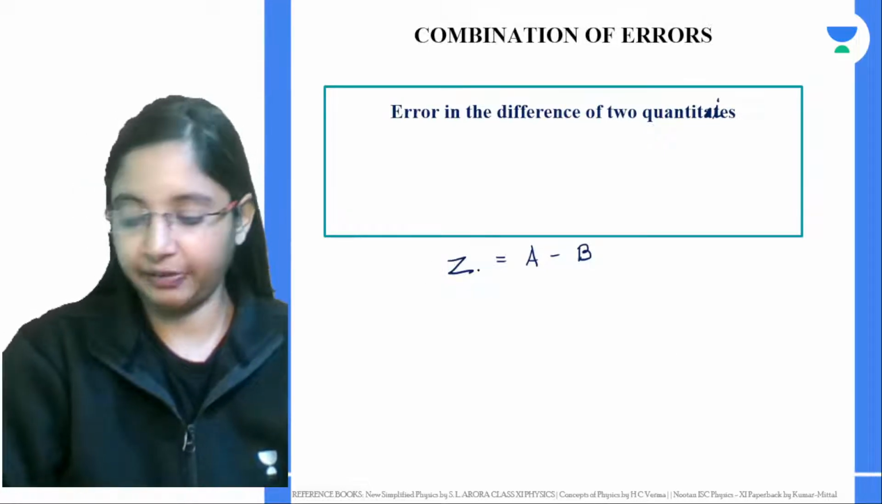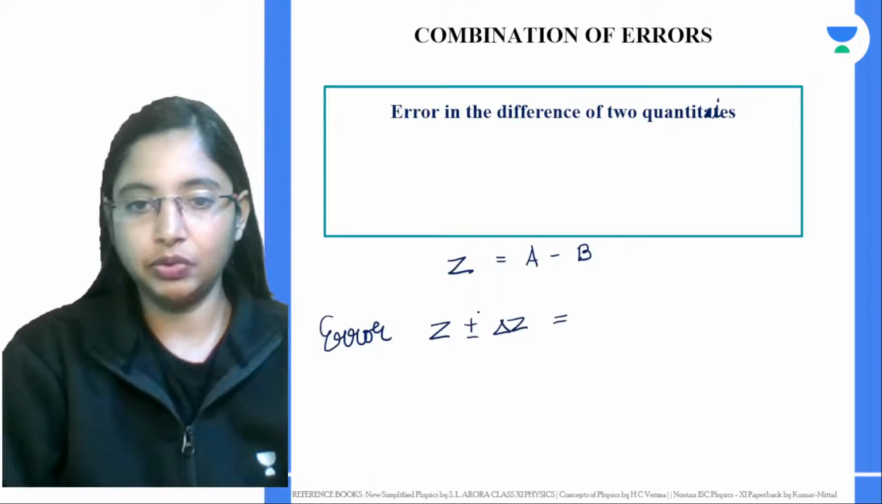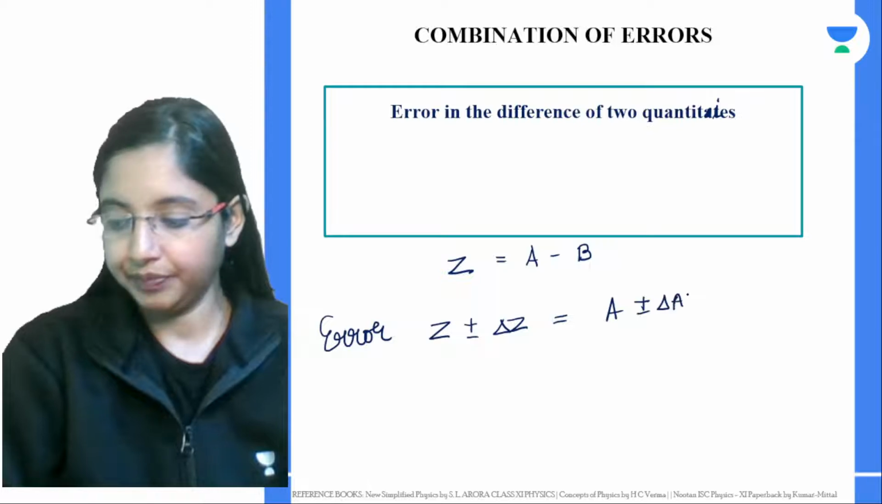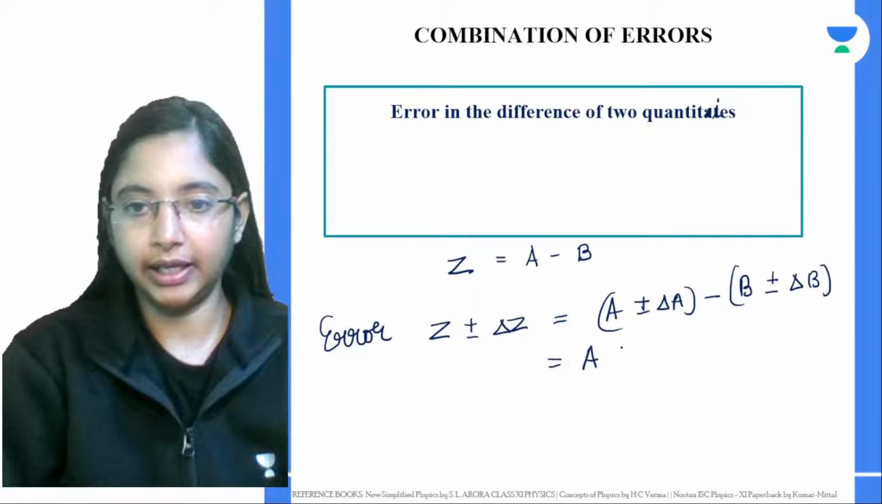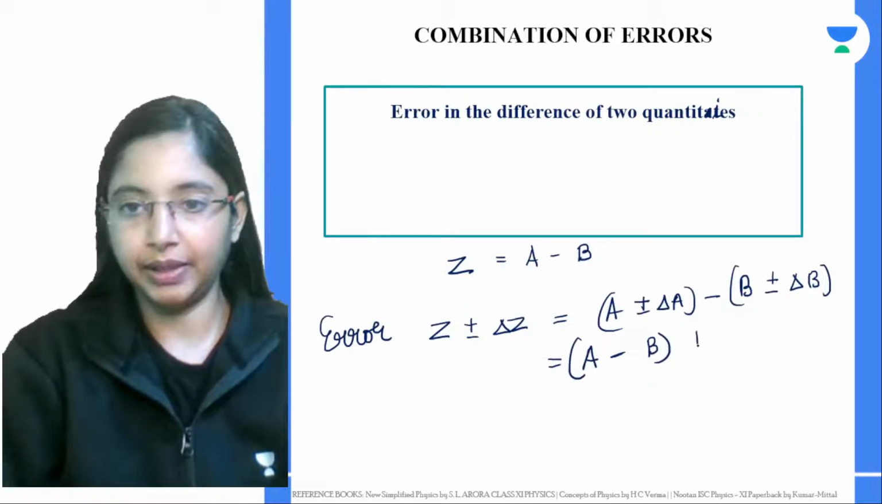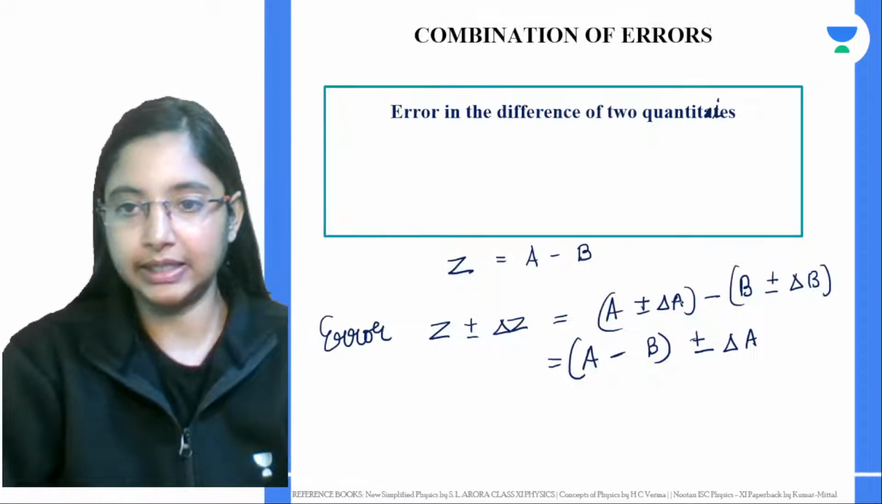What will be the error in this final quantity? Let's say the error is delta Z. In Z the error is going to be plus or minus delta Z. Now this will be again equal to A plus or minus delta A, minus B plus or minus delta B. So let's take this quantity separately, A minus B, then plus or minus delta A. If I take the minus sign inside, then this quantity becomes minus or plus delta B.